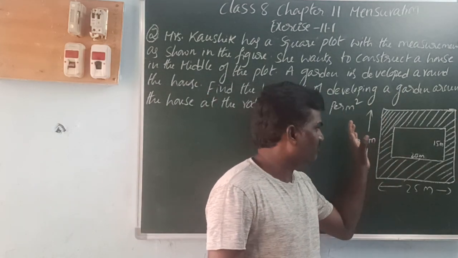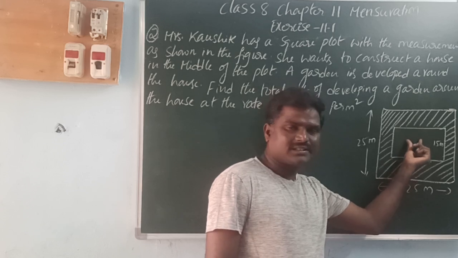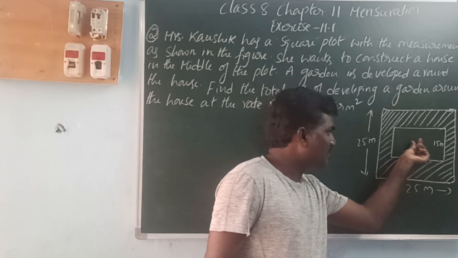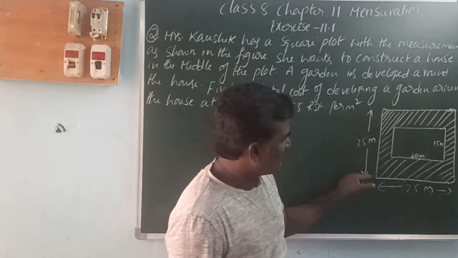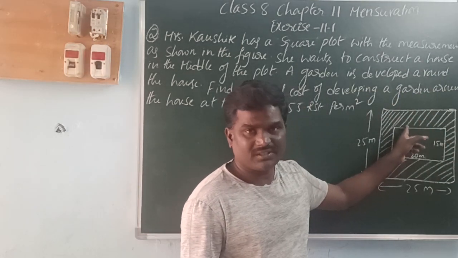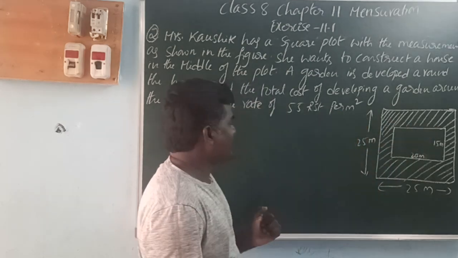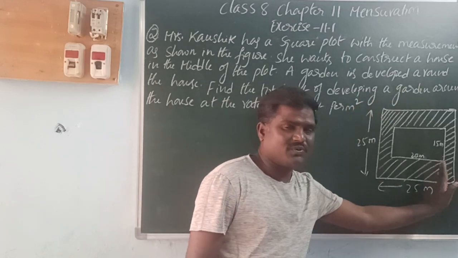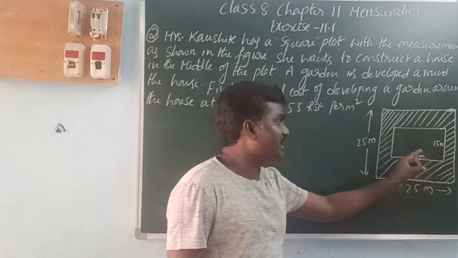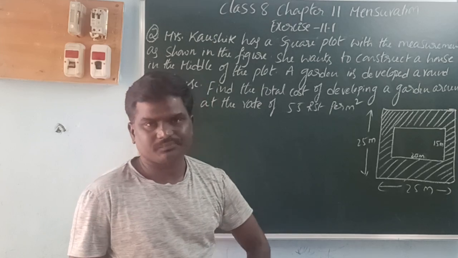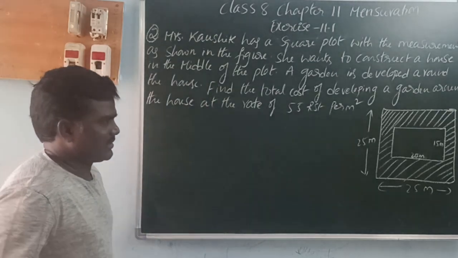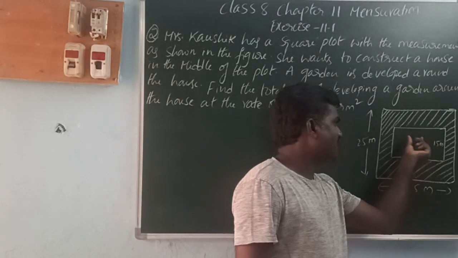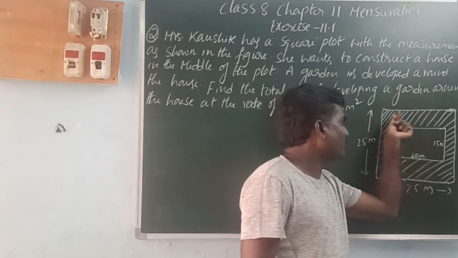In this square field, the constructed one is a flat, and the shape is a rectangle. So between the square field and the flat, the area is there. In this area, they are developing a garden. So what is asked is how much cost for developing a garden between the square and rectangle, at the rate of 55 rupees per meter square. How can we find it? First, how can we find the area of the garden? Area of outer minus area of inner gives the area of the remaining place.